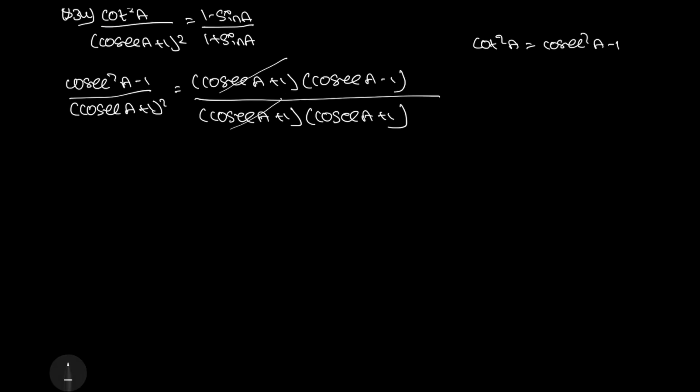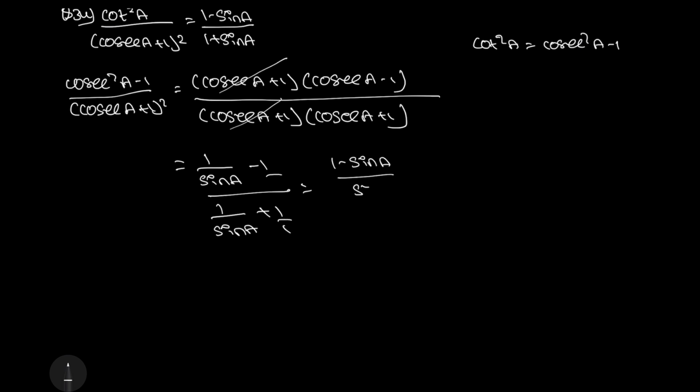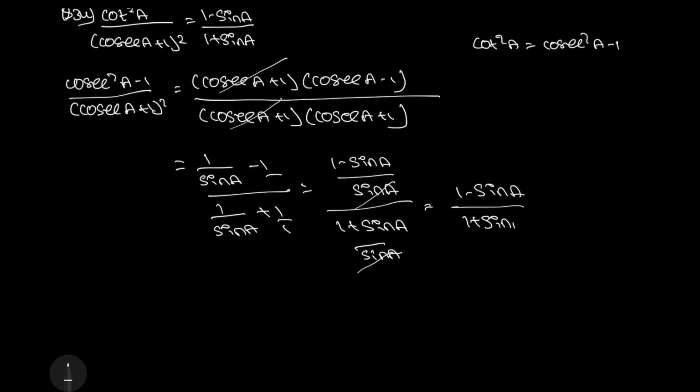So here these two factors get cancelled, and here we can write this cosecant as inverse of sine. Cosecant can be written as inverse of sine, and here we will be taking the LCM of this. We will get 1 minus sin a by the denominator sin a, and here we will get 1 plus sin a by sin a. So we can cancel both sin a values. We will get it as 1 minus sin a by 1 plus sin a.